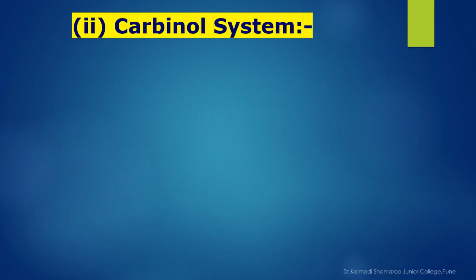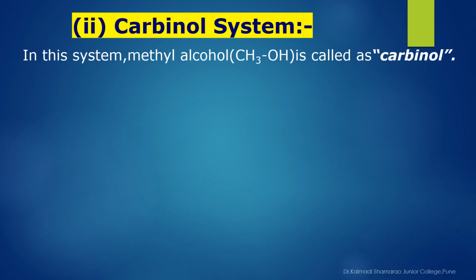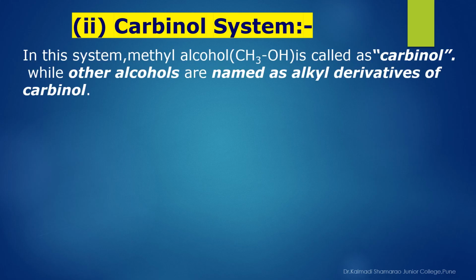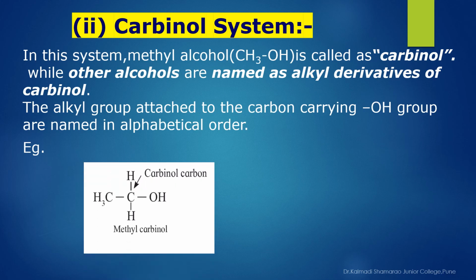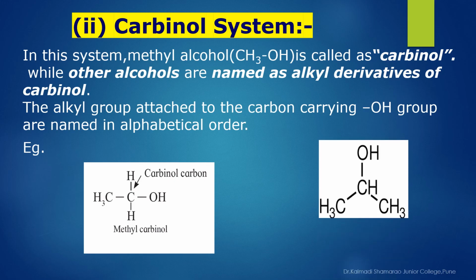Second, Carbinol system. In this system, methyl alcohol is called carbinol, while other alcohols are named as alkyl derivatives of carbinol. The alkyl groups attached to the carbon carrying the hydroxyl group are named in alphabetical order. For example, first one, methyl carbinol. In this, a methyl group is attached to the carbinol carbon, so it is known as methyl carbinol. Second, in this, two methyl groups are attached to the carbinol carbon, so it is known as dimethyl carbinol.